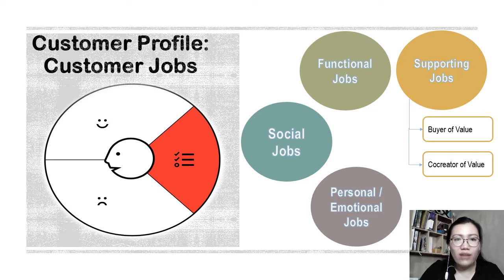Next is the co-creator of value. These are jobs related to co-creating value with your organization, such as posting product reviews and feedback, or even participating in the design of a product or service. And lastly, transfer of value. These are jobs related to the end of the value proposition's life cycle, such as canceling a subscription, disposing of a product, or transferring it to others or reselling it.